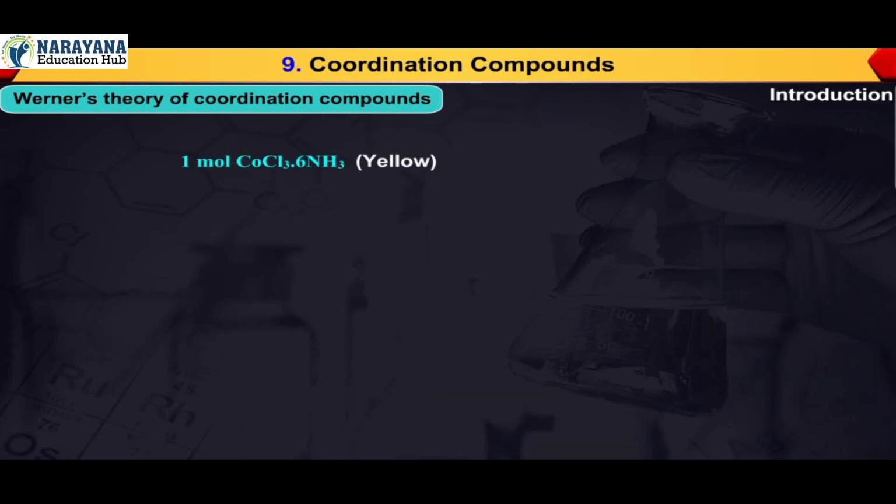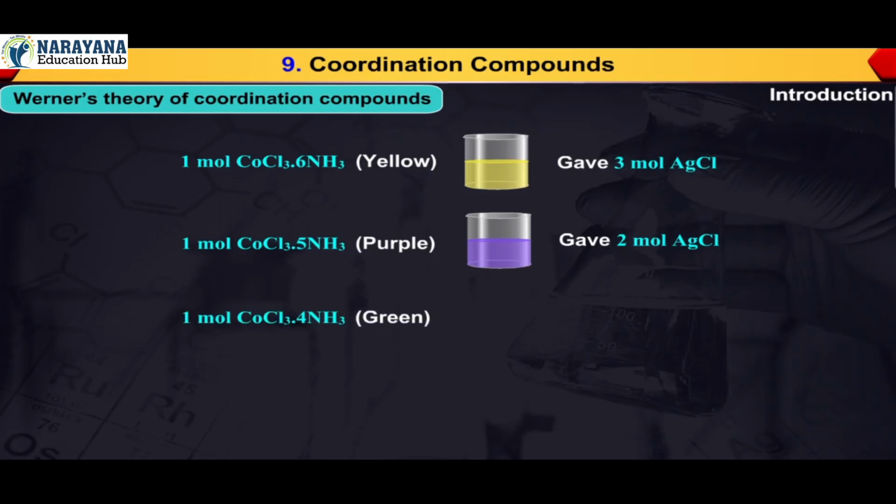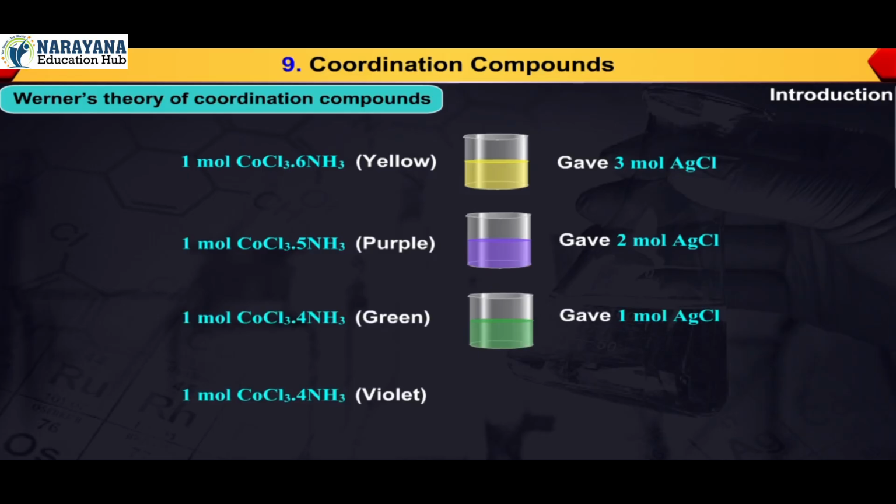1 mole CoCl3 with 6NH3, yellow, gave 3 moles AgCl. 1 mole CoCl3 with 5NH3, purple, gave 2 moles AgCl. 1 mole CoCl3 with 4NH3, green, gave 1 mole AgCl. 1 mole CoCl3 with 4NH3, violet, gave 1 mole AgCl.